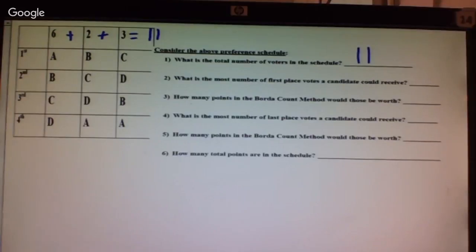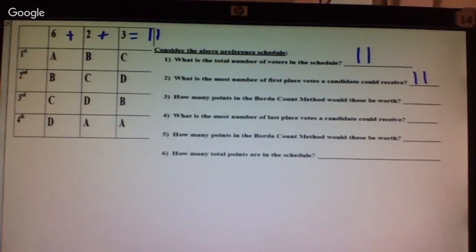So if I have 11 voters, how many times can a candidate come in first place? 11 times. It only makes sense, right? You can't be any more or any less than the amount of voters you have. Okay? So think about this. If you come in first place 11 times, what's the most points you can earn in this election?